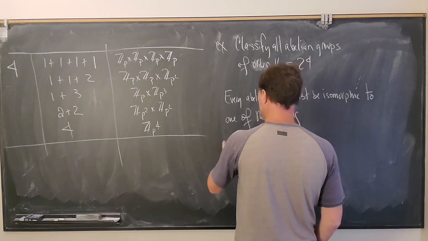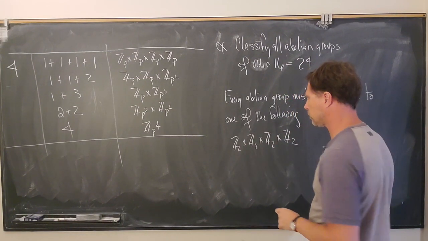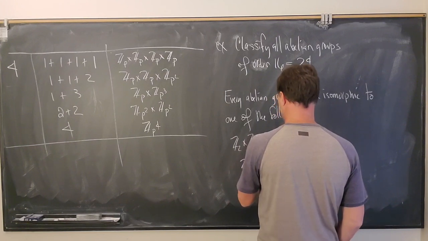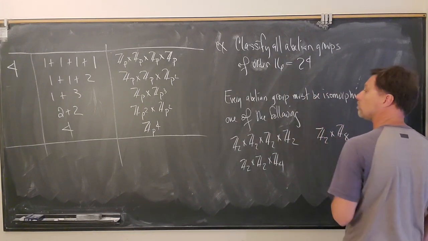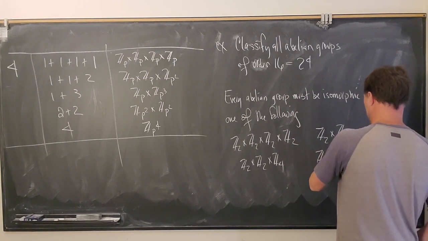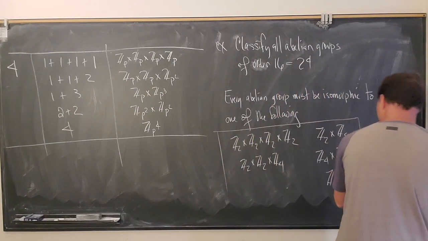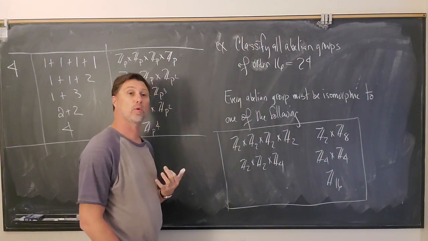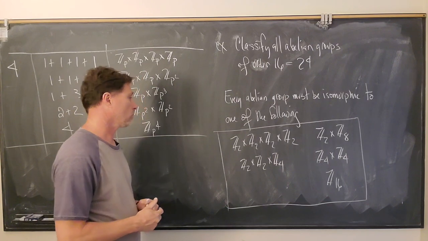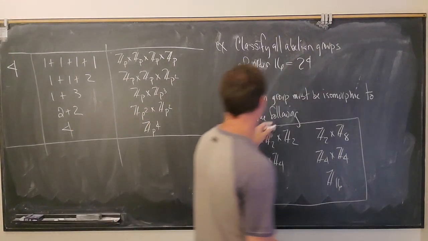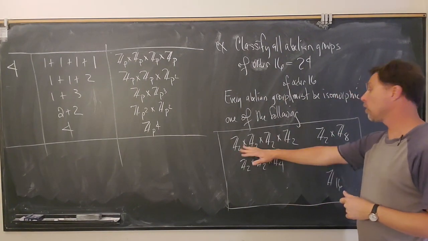And so our choices are Z2 cross Z2 cross Z2 cross Z2. Z2 cross Z2 cross Z4. Z2 cross Z8. Z4 cross Z4. And Z16. Okay? So what we have here is a list of 5 abelian groups. Every group of order 16 must be isomorphic to one of them, and none of these groups are isomorphic to each other. Right? So every abelian group of order 16 must be isomorphic to one of the following. Sorry. So here's our 5. There's the solution.